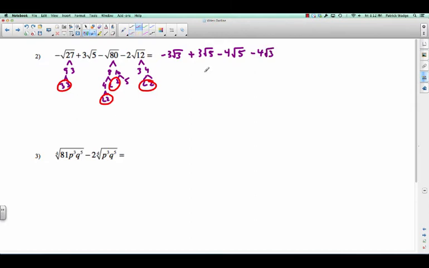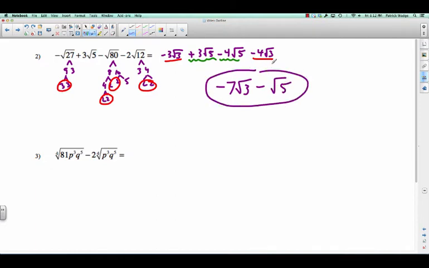Okay, do we have any like radicals? Well, here we have a root 3, and here we have a root 3. So we have negative 3 root 3, take away another 4 root 3. That gets us down to negative 7 root 3. And then we have a plus 3 root 5, take away a 4 root 5. So positive 3 root 5, take away 4 root 5 is equal to negative 1 root 5, but I don't need to put the 1. So this would be our answer right here.